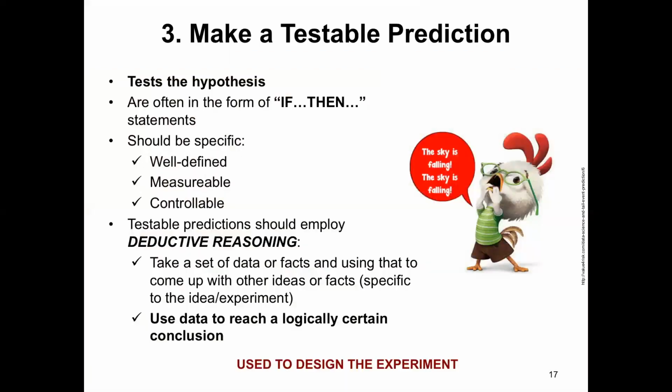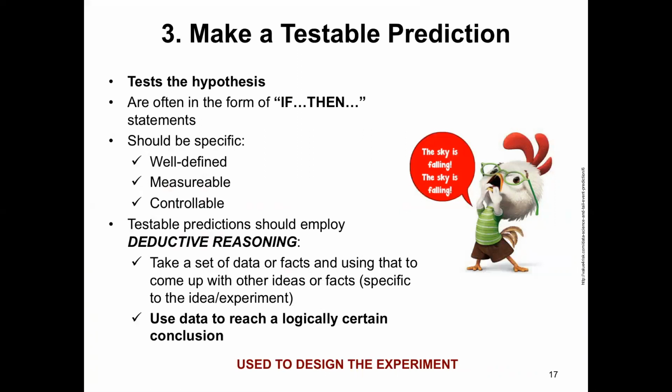Now, the next step is that you're going to make a testable prediction, all right? This is going to have a little bit more observation. It usually involves some sort of an if-then statement. If this is what I think is happening, then that's what's going to be the result. And we're going to use an example of this. So this is usually very well defined. It's measurable and controllable, all right?